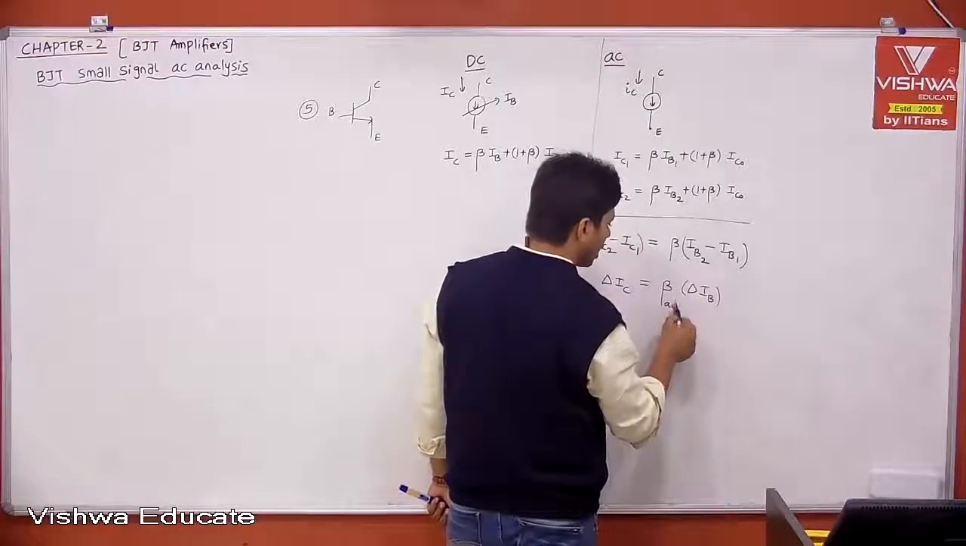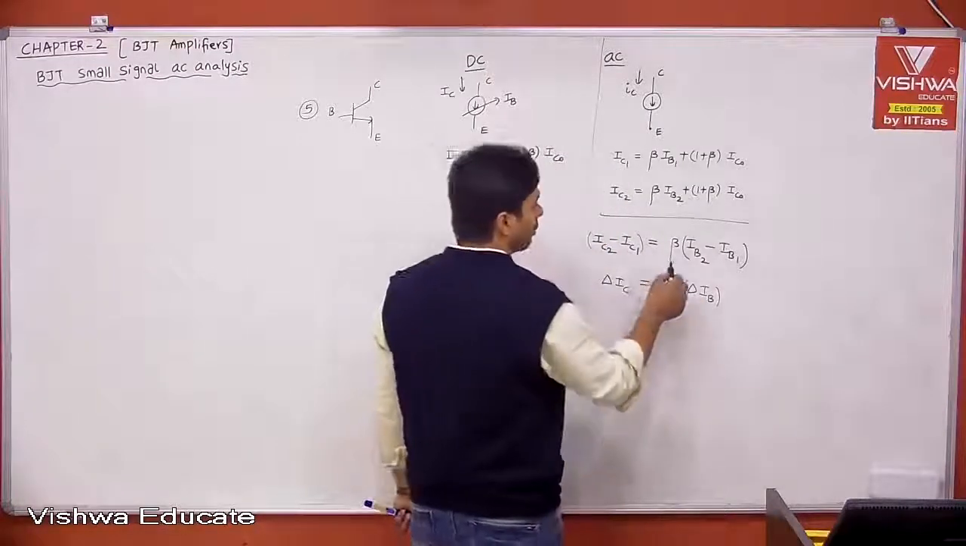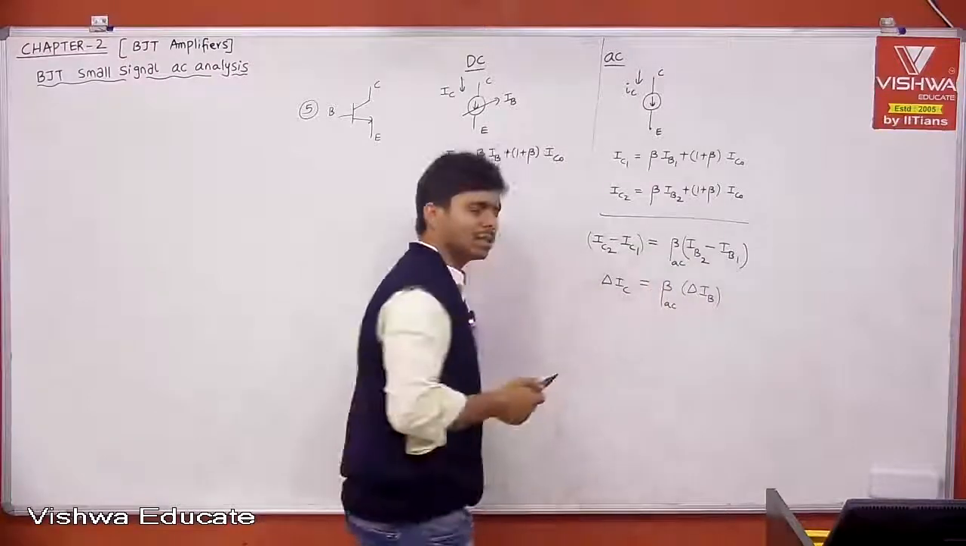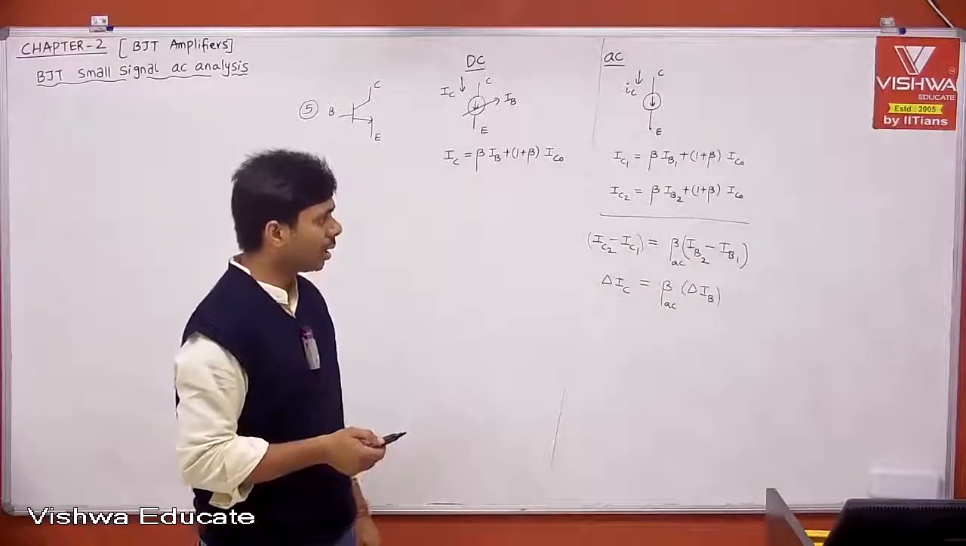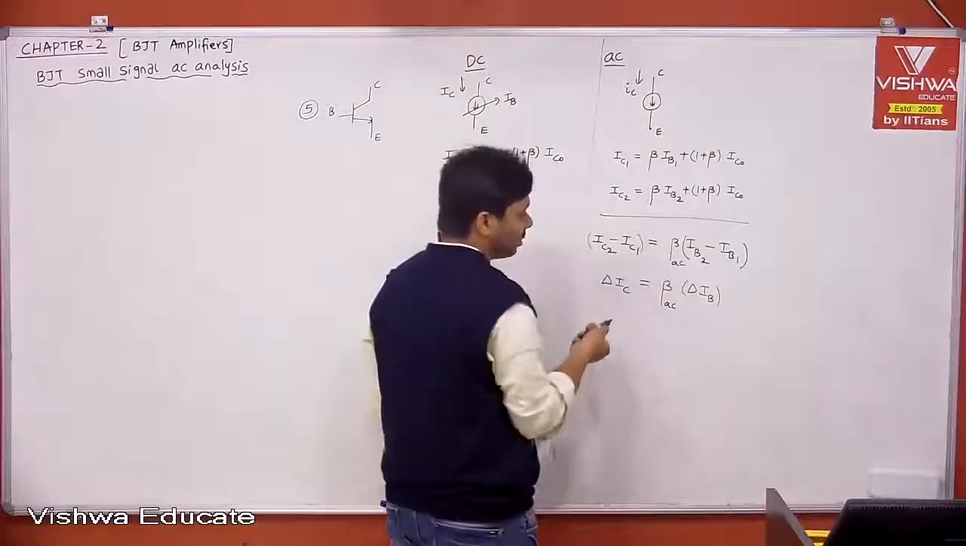Therefore, this is what is beta AC. For AC signals, what is your beta? That is your beta AC, or you can call it beta. Anything is fine. Then delta IC is nothing but the change in current.